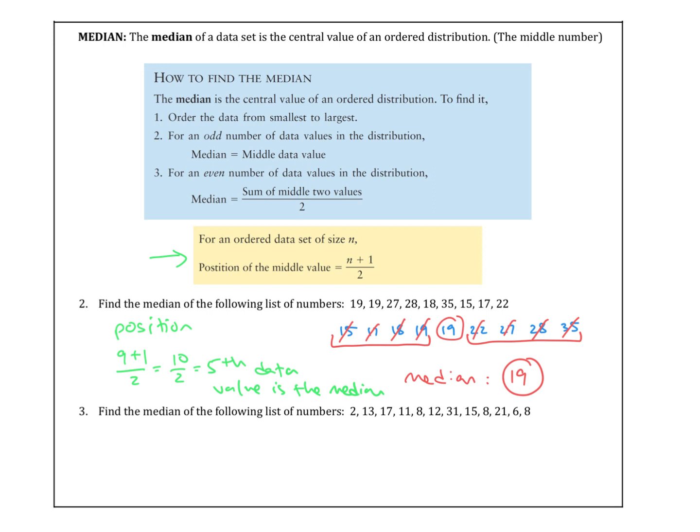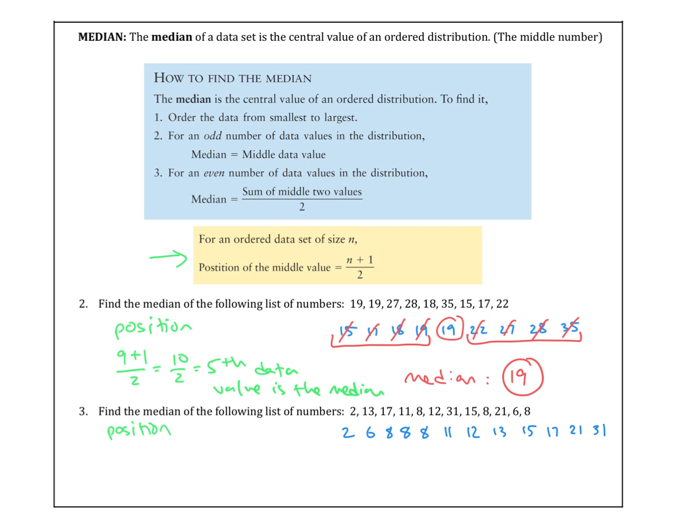And if I count 1, 2, 3, 4, 5, that median that I circled was the 5th number. Okay, so go ahead, pause the video, and try number 3. Okay, so hopefully you at least listed them in order from least to greatest. Now let's try that position formula again.